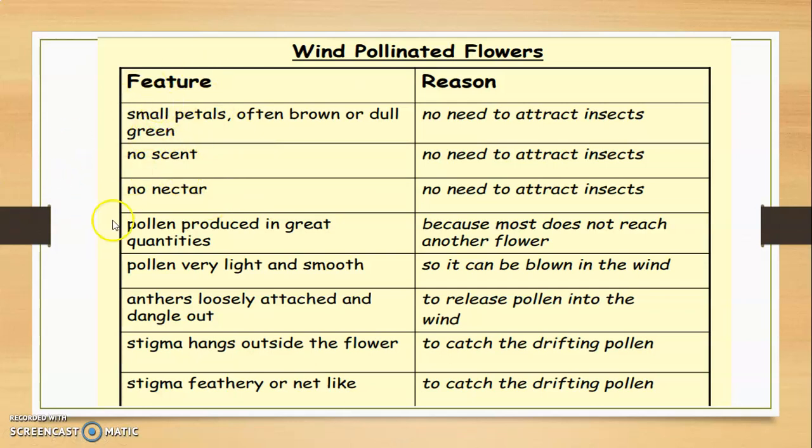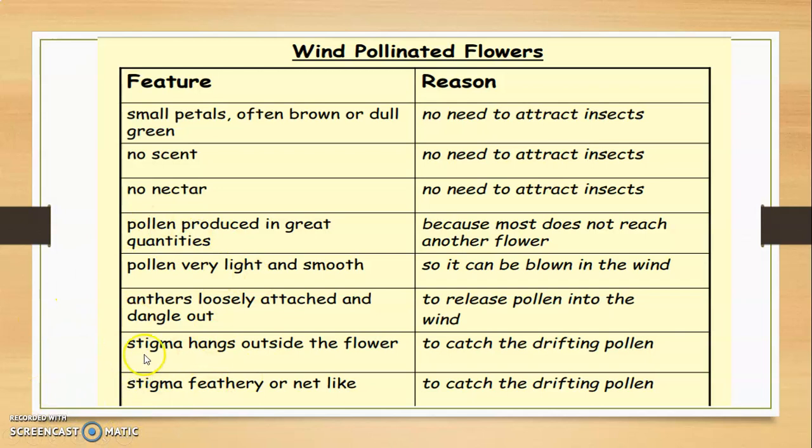And also, pollen is produced in great amounts. They make a lot of pollen because the minute the wind blows a little bit, the pollen will be carried by the wind, because remember, they need to be pollinated by the wind. Also, this pollen is very light and smooth, so that again it would be easy for the wind to carry it. And anthers are loosely packed and dangle out because, when they are loosely packed, it is easy for the wind to carry the pollen that they hold.